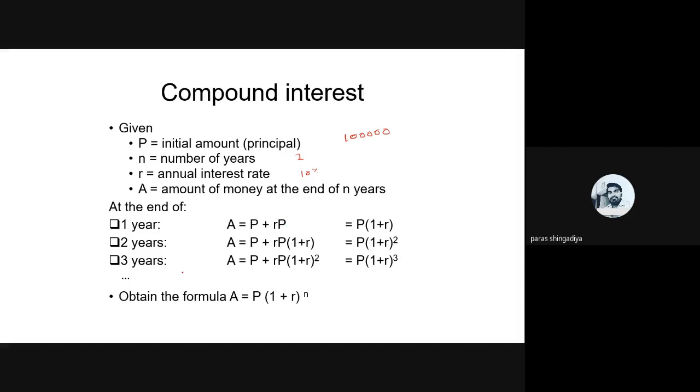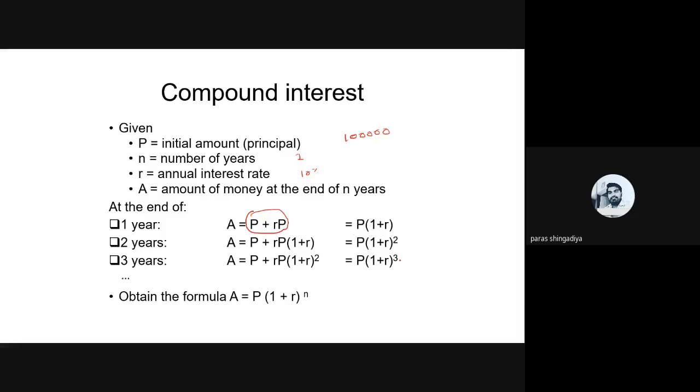Then in the second year, you invest this amount again. This amount, P plus RP, is invested again in the second year, and we apply the interest R again. So it will be (P + RP)(1 + R), and it will be P(1 + R)^2. P(1 + R)^2 is the amount at the second year.